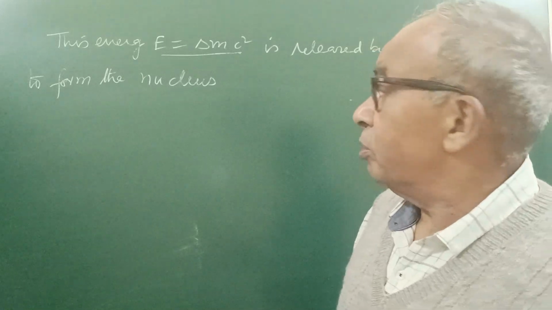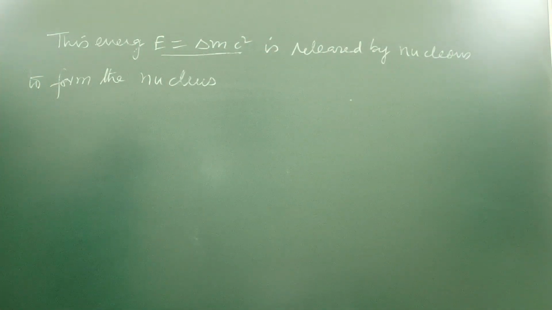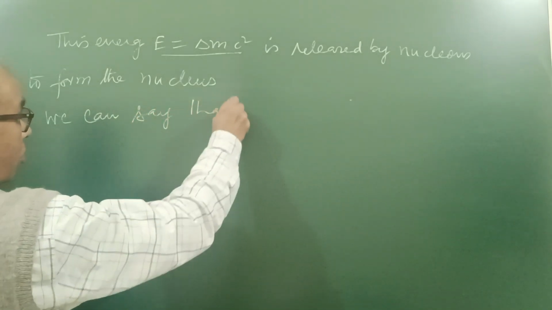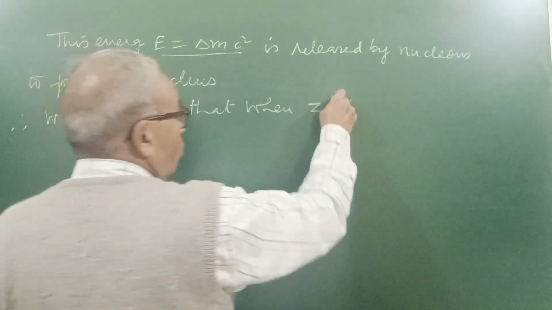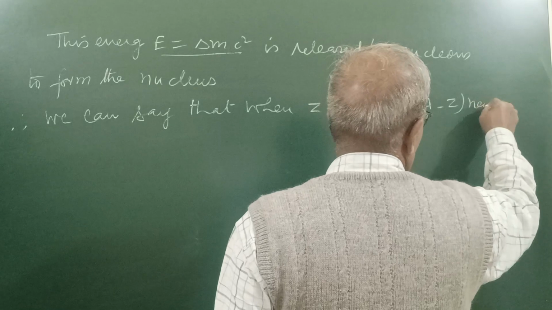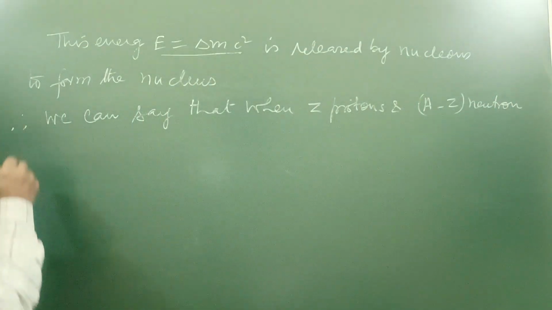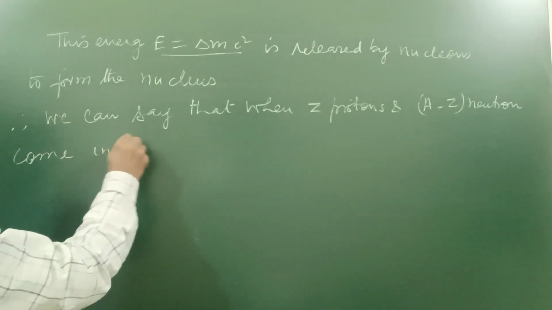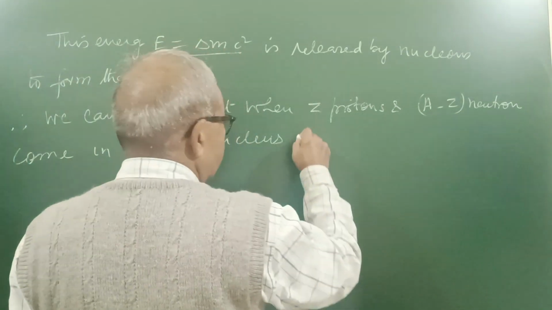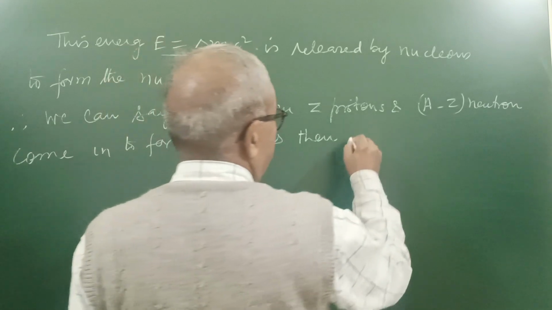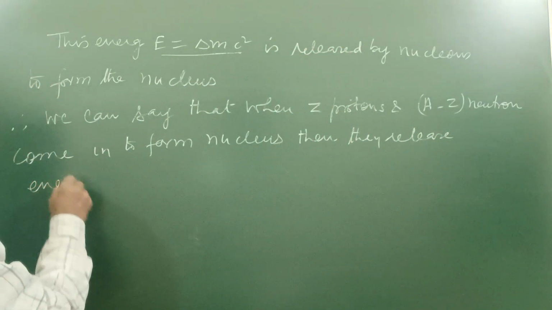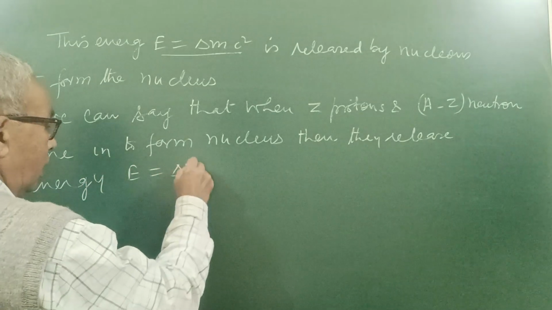and in formation of nucleus, therefore we can say that when Z protons and A minus Z neutrons come in to form the nucleus, then they release energy equal to delta m into c square.